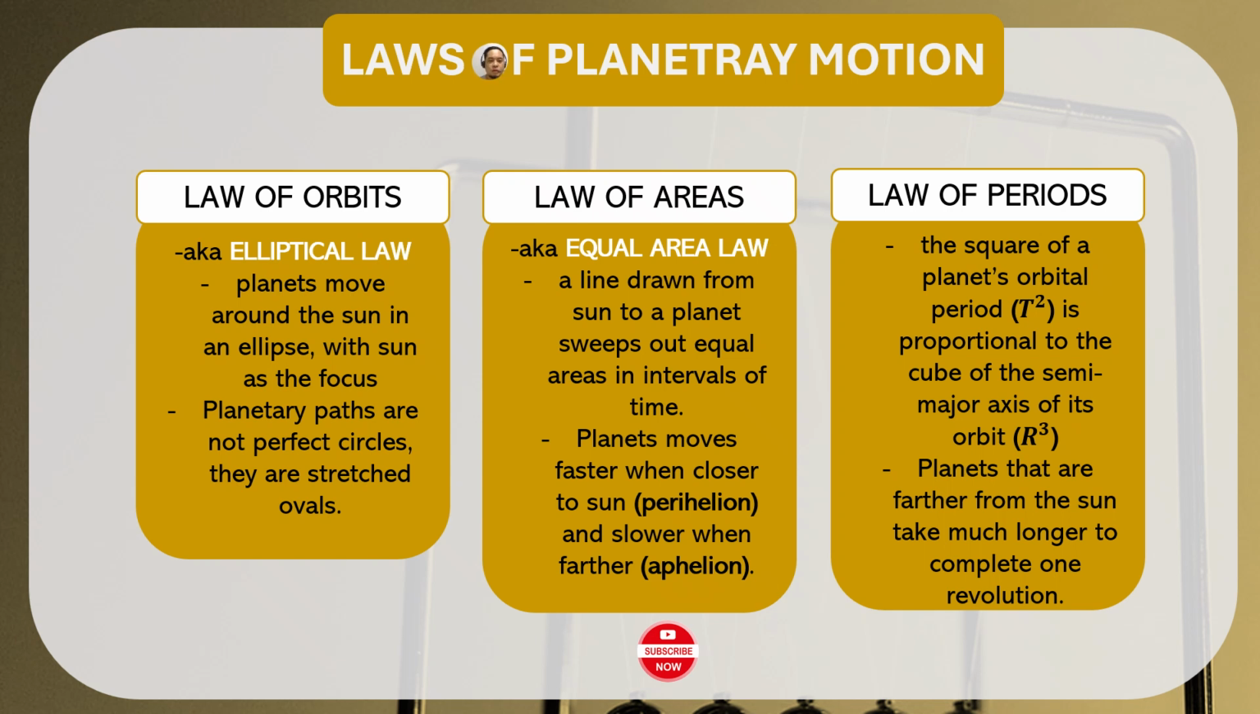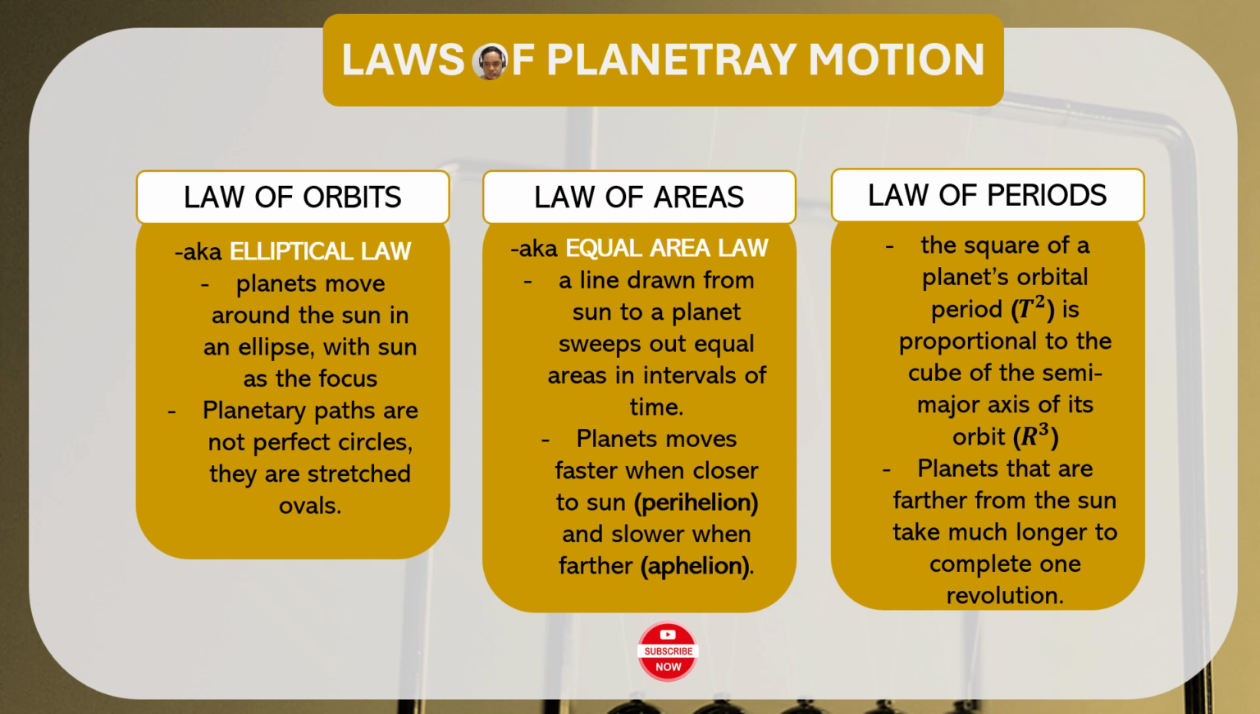The first one is the law of orbits, also called the elliptical law. It says that planets move around the sun in an ellipse with the sun as one of the foci. Planetary paths are not perfect circles, but stretched ovals, making it look like an ellipse.